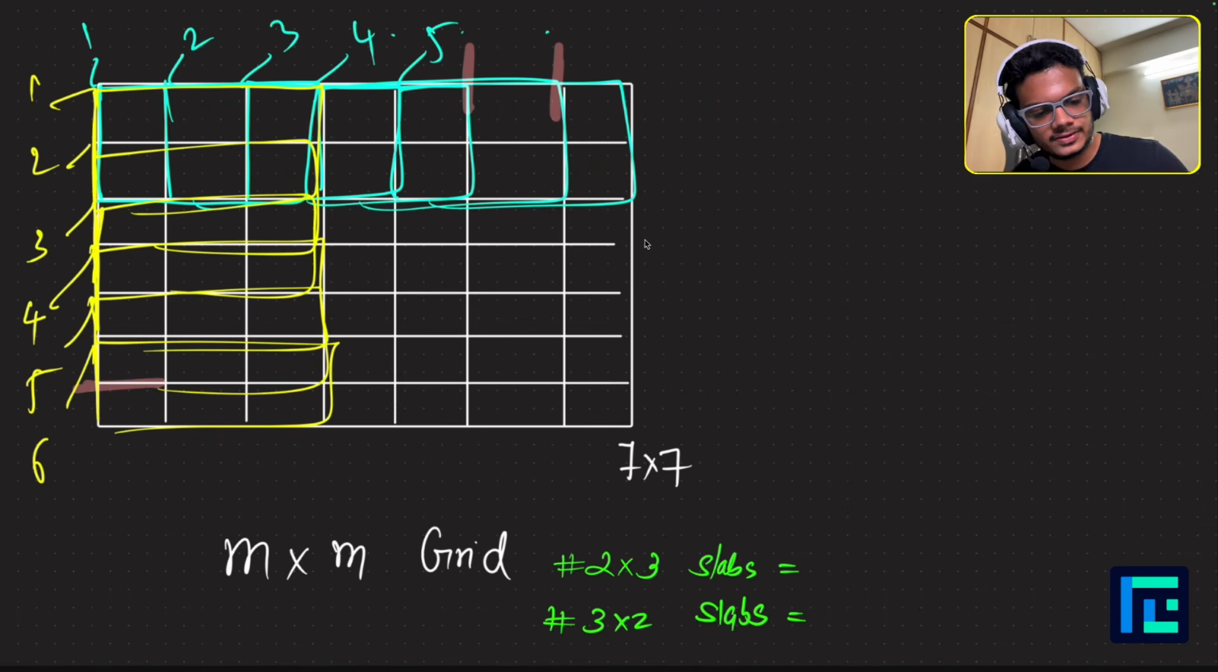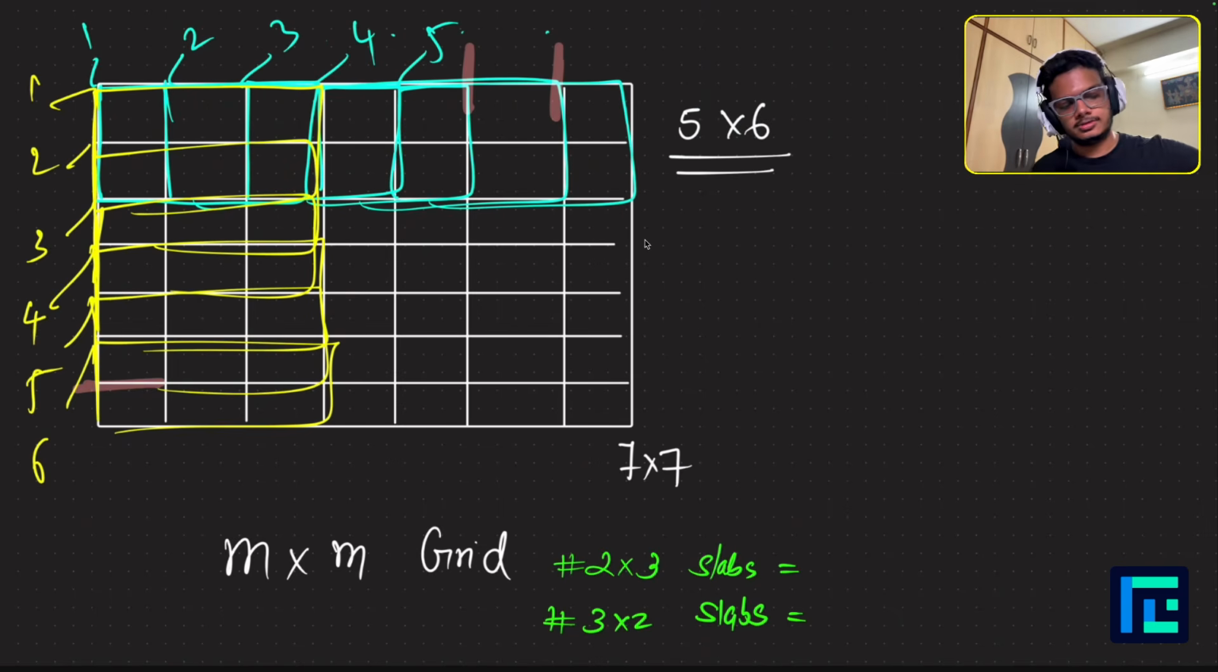So in case of a 7 by 7 grid, your answer is 5 into 6. Effectively, when you're trying to place it in a row, you cannot use 2 edges, and when you're trying to put it vertically, you cannot use 1 edge. So the generalized answer would be m minus 2 in one row, into m minus 1, this many you can put in one column. So the total answer will be m minus 2 and m minus 1.